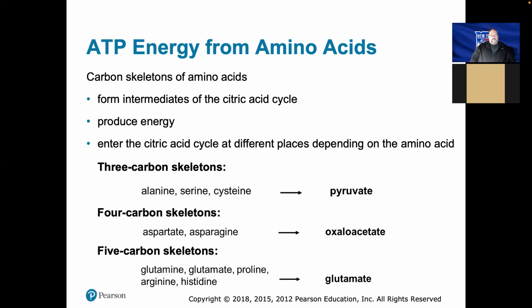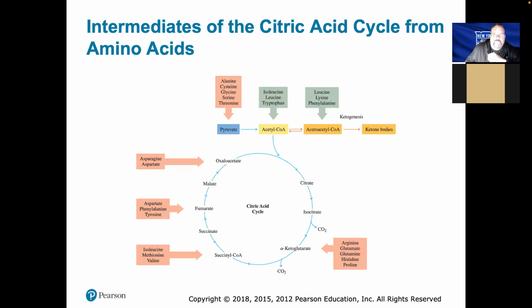ATP energy from amino acids. So carbon skeletons of amino acids form intermediates of the citric acid cycle, produce energy, and enter the citric acid cycle at different places depending on the amino acid. 3 carbon skeletons, such as alanine, serine, and cysteine, get converted to pyruvate. 4 carbon skeletons, such as aspartate and asparagine, get converted into oxaloacetate. And 5 carbon skeletons, such as glutamine, glutamate, proline, arginine, and histidine, get converted to glutamate. And there's just a little bit of the intermediates of the citric acid cycle from amino acids.